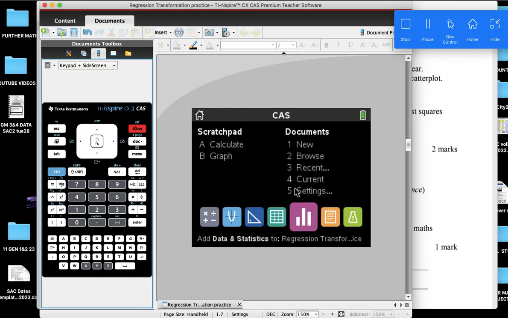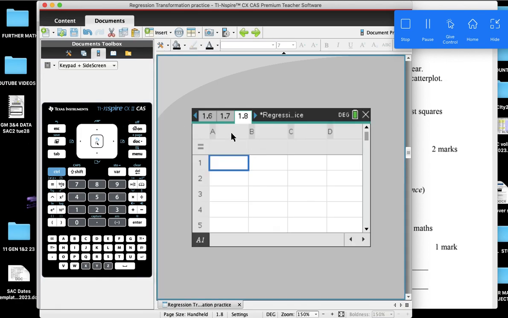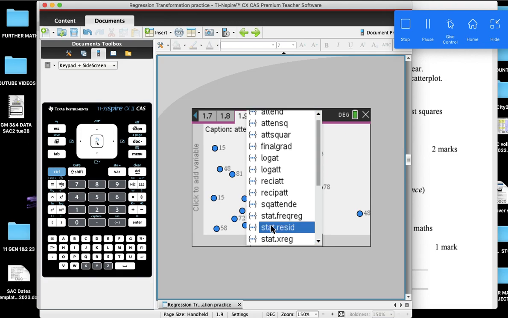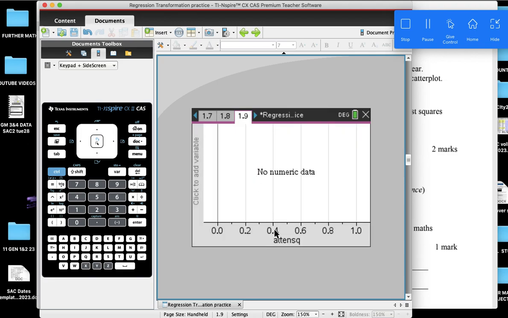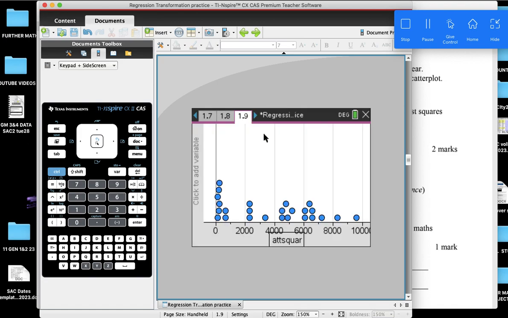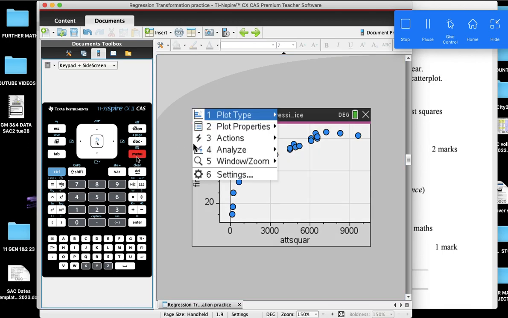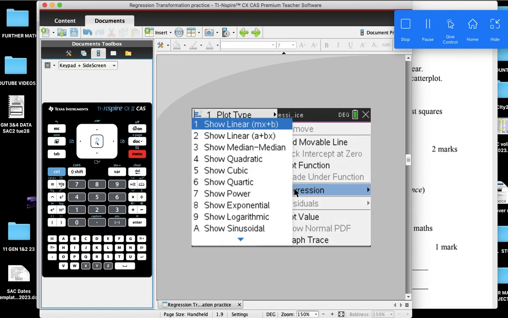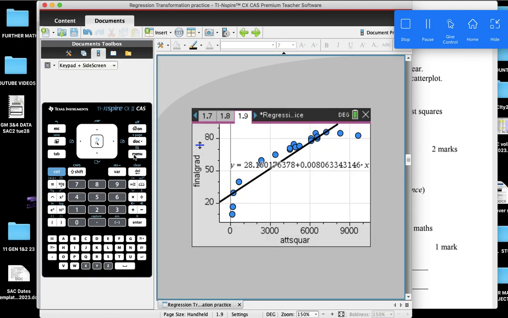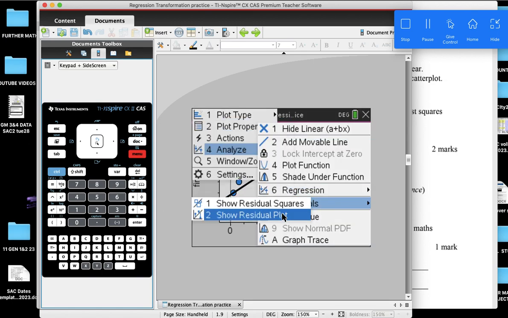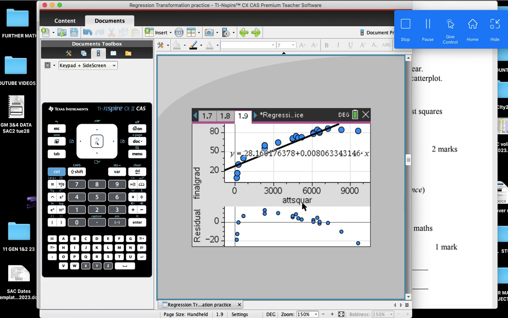Okay, then I'm going to try the other one. I'm going to graph the other one. The other one that we had was attendance squared. Attendance squared and final grade. So if you look there, does that look straight? That does not look straight either. So when I go and check the residual plot, I'm thinking I'm going to get another pattern. So if we have a look, show residual plot. Yep, see we're getting that arch there.